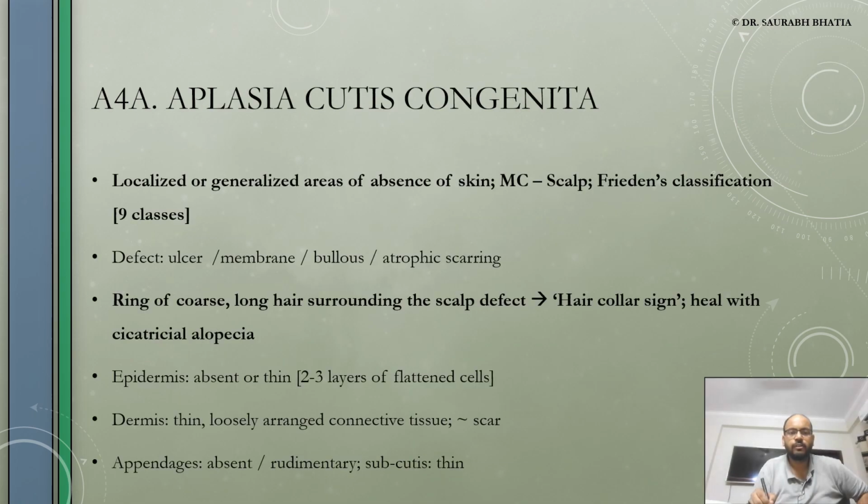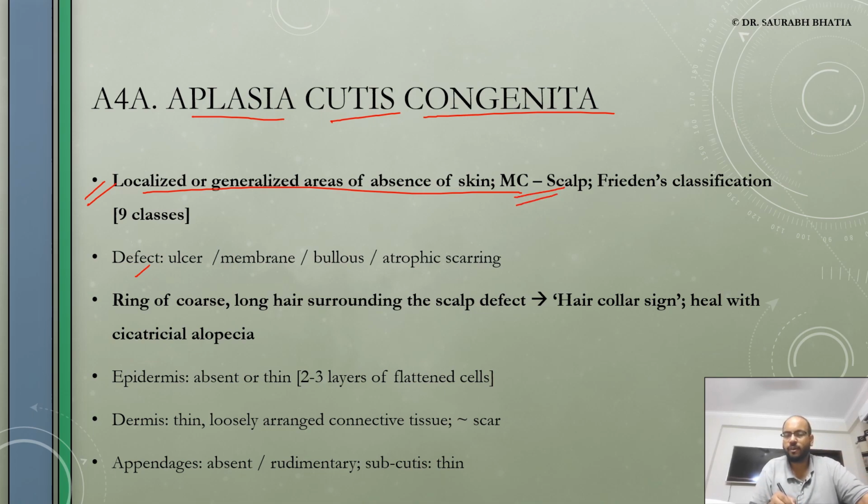Okay. So in aplasia cutis congenita, there is a localized or generalized area of absence of skin. Aplasia means not there, whereas hypoplasia is decreased. Cutis means skin, and congenita means from birth. So skin is not there from birth. There are lots of generalized areas of absent skin.